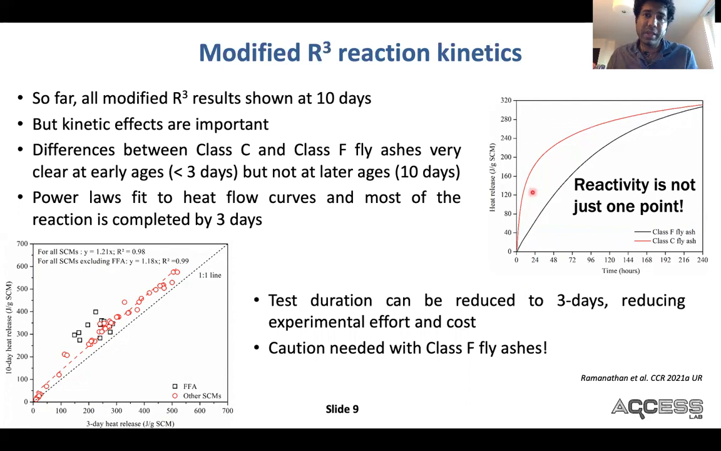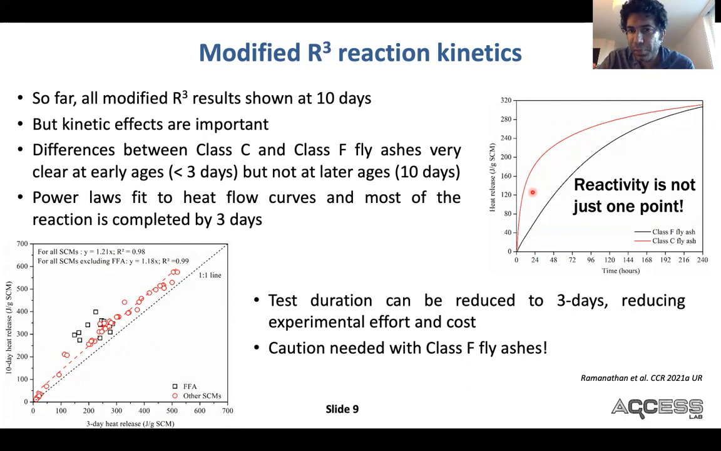And this is where you want to be very careful because you don't want to run some reactivity test, look just at 1 day data and say, hey, yeah, the class F fly ash is not reactive. The class C fly ash is much more reactive. So this is where it starts to get super misleading and super inaccurate.